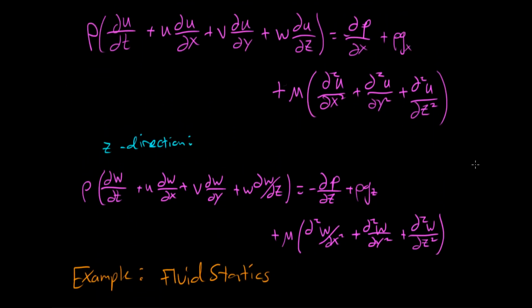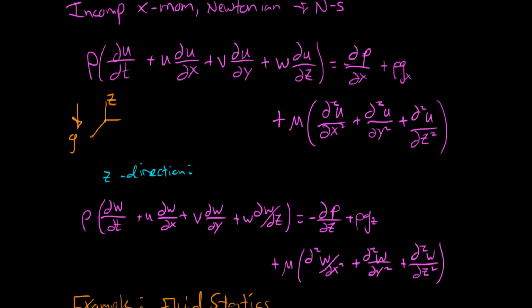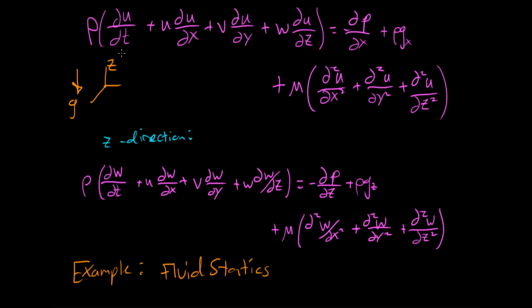So this is going to be a stationary fluid. We're going to let gravity point down, and that means that z is our vertical component in the gravity direction. So as always, we're going to start with the most general form of the equations and simplify them.